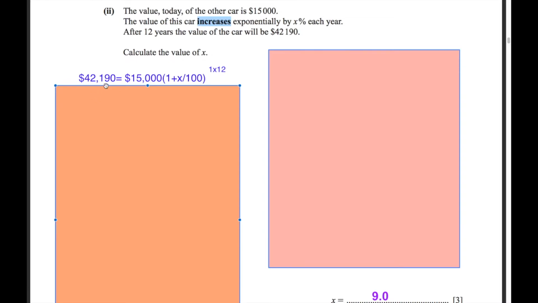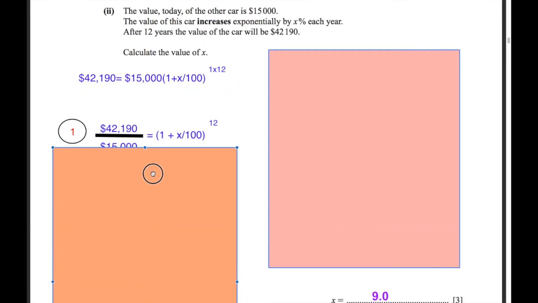So we have the final answer, and then the initial price, 1 plus, because it's increasing, and then X over 100, because again, here they gave us X as a percentage. If this percentage wasn't here, you could have placed X without the 100, all right? But they did. And then 1 times 12, because again, it's each year, so it's the same unit. All we have to do now is solve for X.